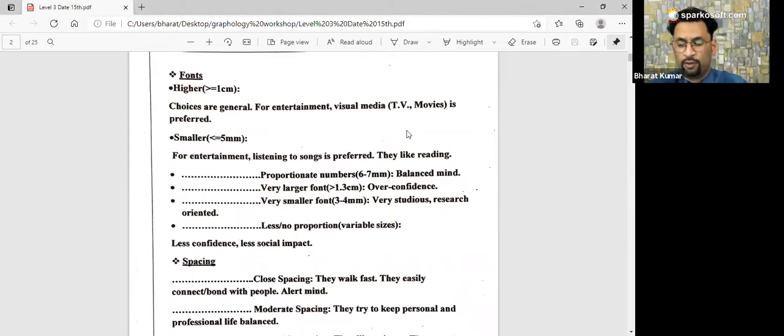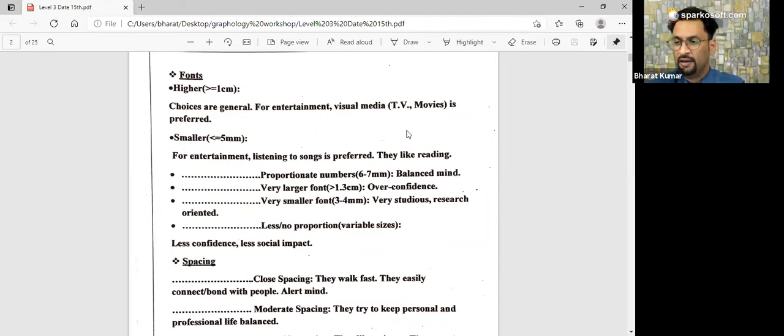For day-to-day life entertainment, they are good listeners. So you can find out that while working, they will sing something, they will have a few words in their mouth. While reading, they might use light music, meaning they are good listeners. So if someone is having a large size of font, they are good observers. If someone is using lesser than 5 millimeter, a very small font, they are good listeners.